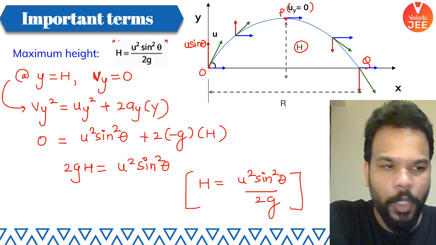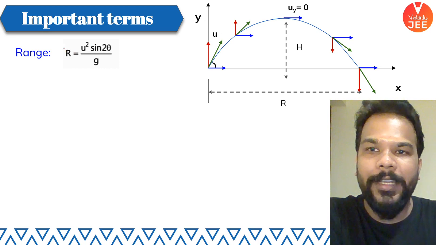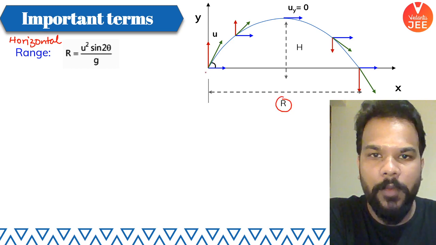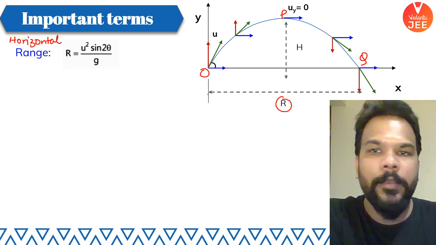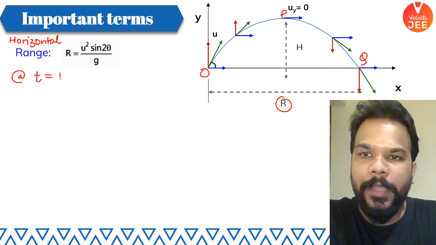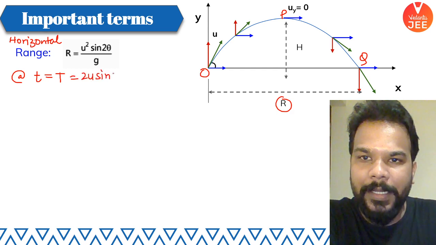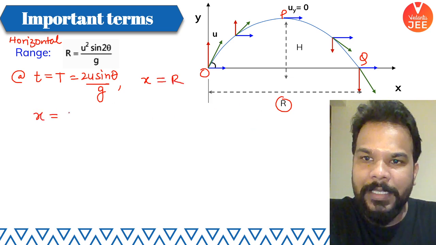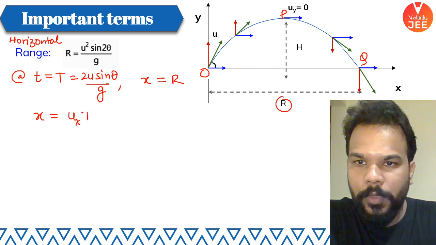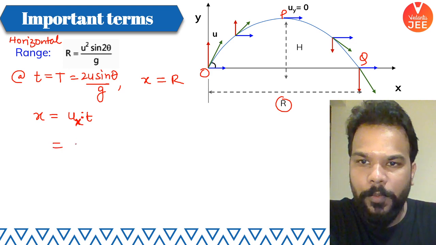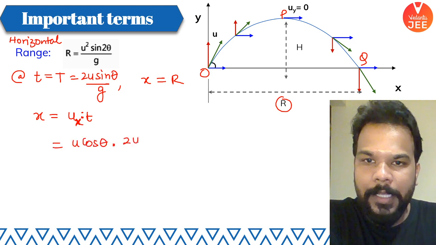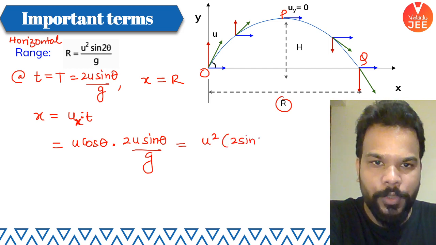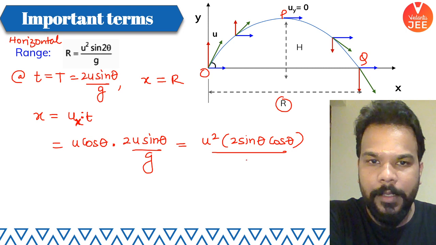Okay, awesome. Next thing guys, we want to find out the horizontal range. This is basically the horizontal range. We want to find out how much horizontal distance the body is going to cover from O to Q. So when time becomes capital T, which is 2u sine theta by g, which we just found, the horizontal component x becomes capital R. So I'm going to use x equal to ux into t. Here I'm going to put ux as u cos theta and t as 2u sine theta by g, which means I have u square 2 sine theta cos theta by g.